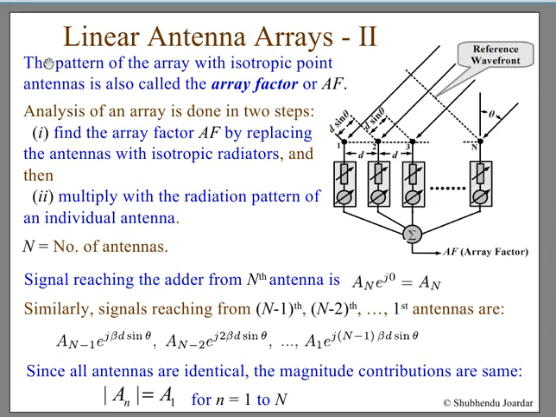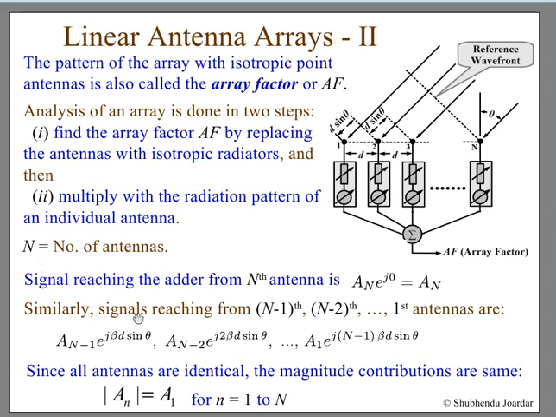So I'll read it here in case I missed something. The pattern of an array of isotropic point antennas is also called the array factor, AF. So the array factor is for when these antennas are isotropic. Analysis of an array is done in two steps. Find the array factor by replacing the antennas with isotropic radiators and then multiply with the radiation pattern of an individual antenna. So first you have to find the array factor and then multiply with the radiation pattern of an individual antenna to get the final pattern.